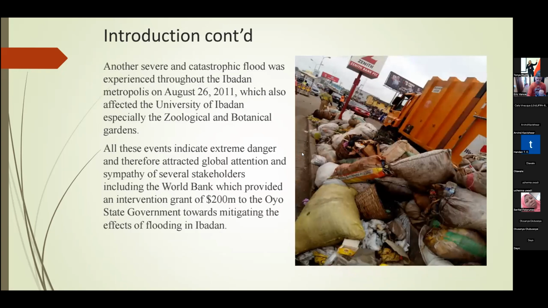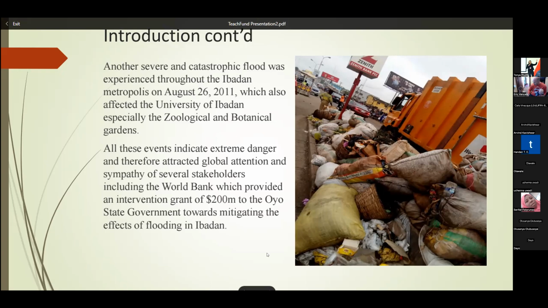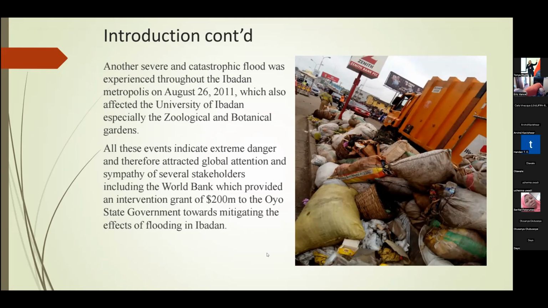Recently, there was another flooding event that occurred, which also affected the University of Ibadan. Particularly the zoological and the botanical gardens were really destroyed by the flood. So all these events indicate the extreme danger, and therefore this needs attention of people, and of course of the government. There was a time that the World Bank also intervened to assist in curbing this problem of flooding in the city. The picture that you have there is still the same one, taken at a different location on the road leading to University of Ibadan, in front of the major markets, the Bodija market.